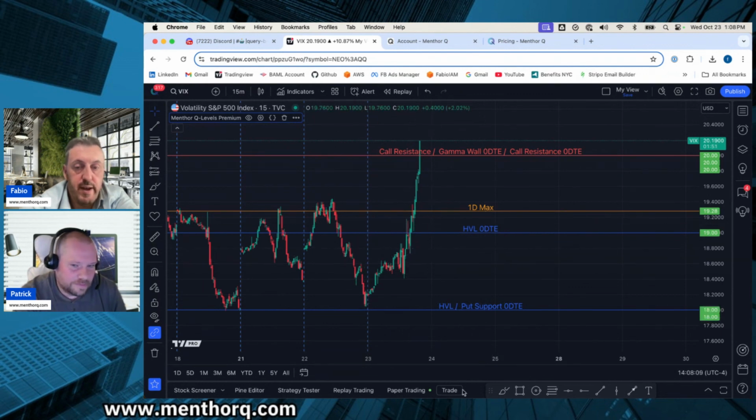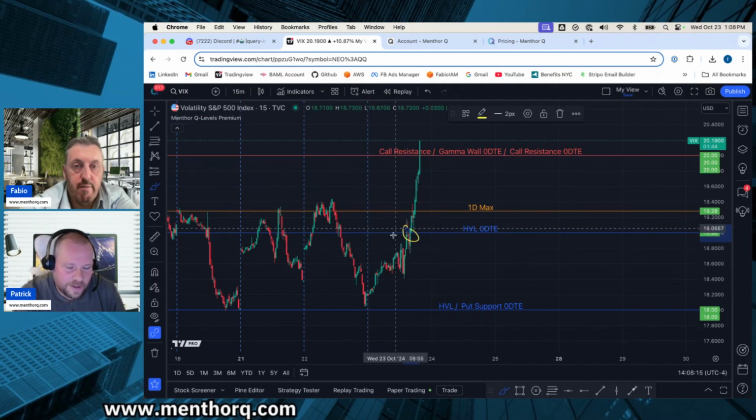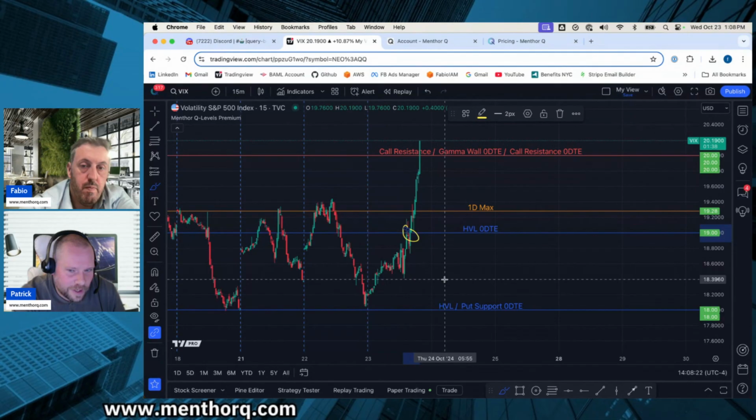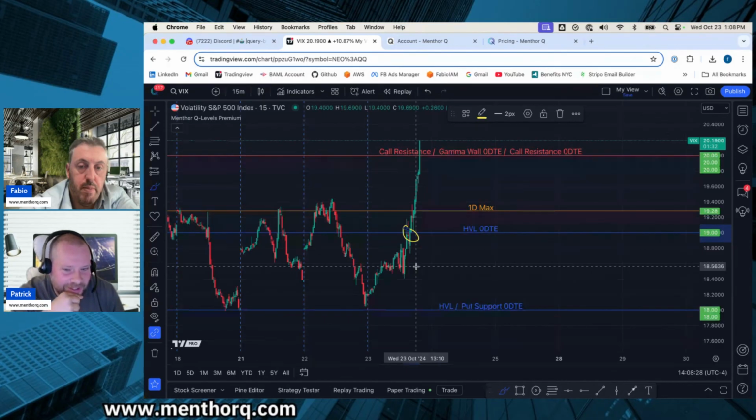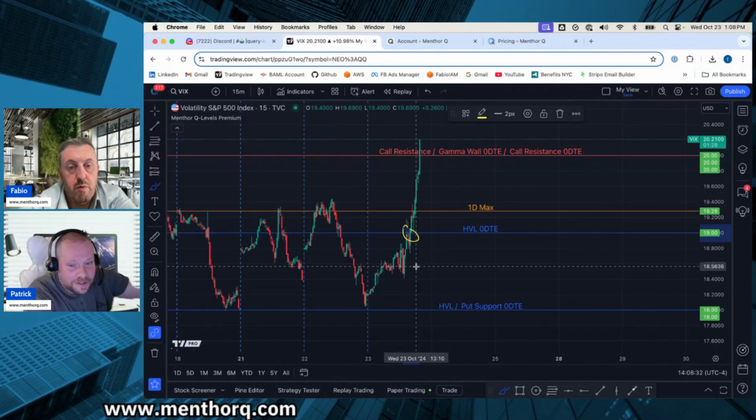Yeah, and we see it clearly here. Look at the break right here. We saw a very strong momentum to the upside after the break. But more important is that we bounced back from the high wall and put support ZUDTE before. I think that's much more important on the downside. Yeah, this is really important, and then you can connect the dots.